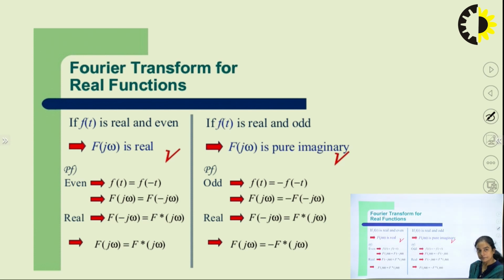So see here, when f(t) is real and even, that means F(j omega) is real. When f(t) is real and odd, then F(j omega) is purely imaginary. So these are the proofs for this. Okay, so here f(t) equal to f of minus t means the function is even. So F(j omega) is equal to F of minus j omega. So this case is for the real function, and this is for the real and odd function, where F(j omega) will be purely imaginary.